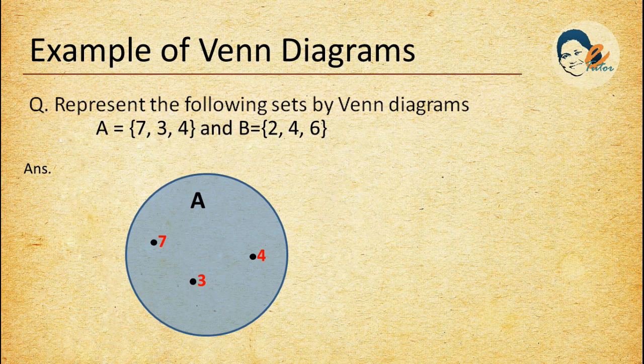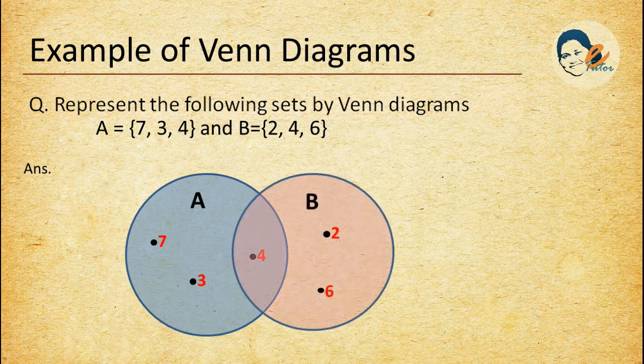Now the set B. Now look at this. These 2 sets, set A and set B, overlap each other for the element 4. Why? Because the element 4 is a common element in both of these sets and the rest of the elements for set A and set B are mentioned outside this overlapping region. In this way, we can represent these 2 sets in Venn diagrams.